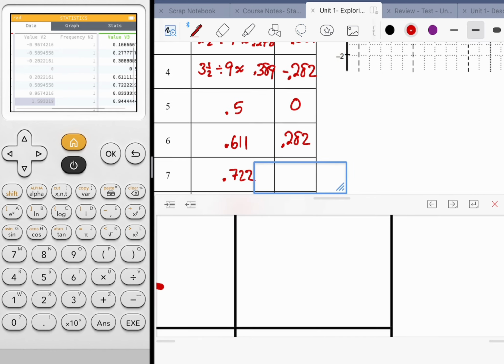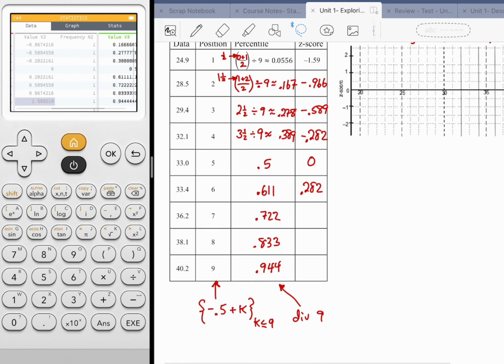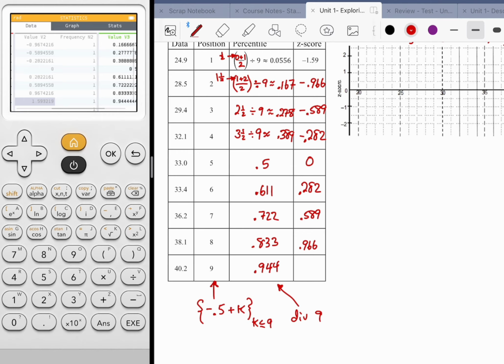Oh, I don't know why I hit zoom. I'm just a mess trying to actually accomplish anything. Paste is what I wanted to do. And then I just have to plot these. Negative 1.59.